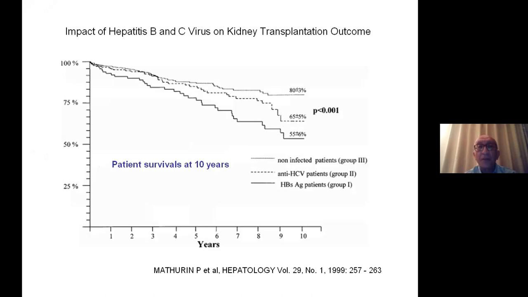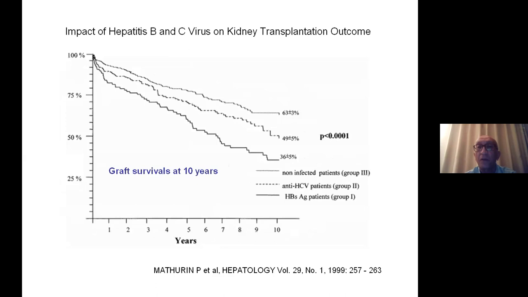We have been having various data since the earlier days, where studies showed that there is a significant effect on patient survival if you have HCV positive, and this shows the 10 years data. And it was even more with the presence of hepatitis B virus. It had a more significant effect on the patient survival. The same was occurring as well with the graft survival, and it was also having a significant effect after 10 years, and the hepatitis B had also a more significant effect on the graft survival.